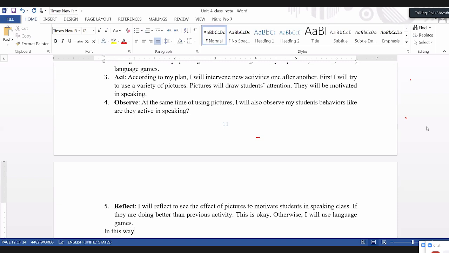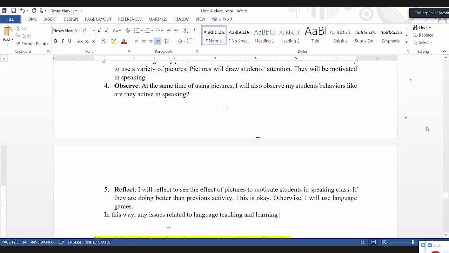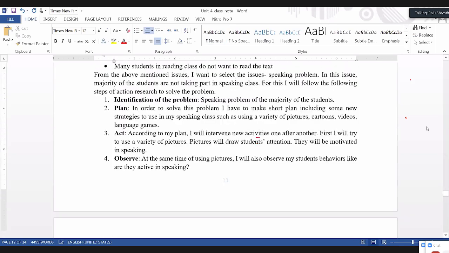In this way, any issues related to language teaching and learning can be tried to improve by applying action research. Okay, so this is the sample answer.